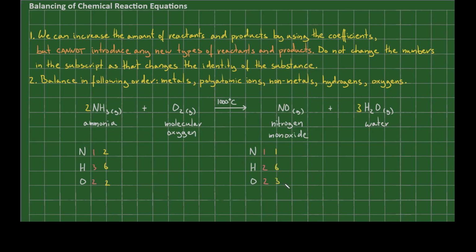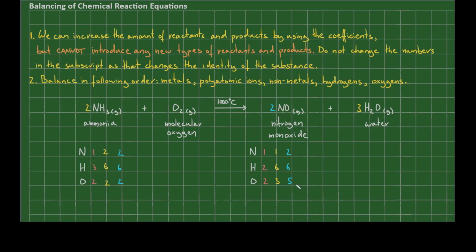By balancing the hydrogens, I have upset the nitrogens. To fix that, I need to increase the amount of nitrogen monoxide on the product side. I'm going to place a coefficient of 2. How has that changed the numbers? Well, on the reactant side, everything remains as before. But on the product side, now I have 2 nitrogens, still 6 hydrogens, but now 5 oxygens. 2 coming from nitrogen monoxide and 3 coming from the water molecule.